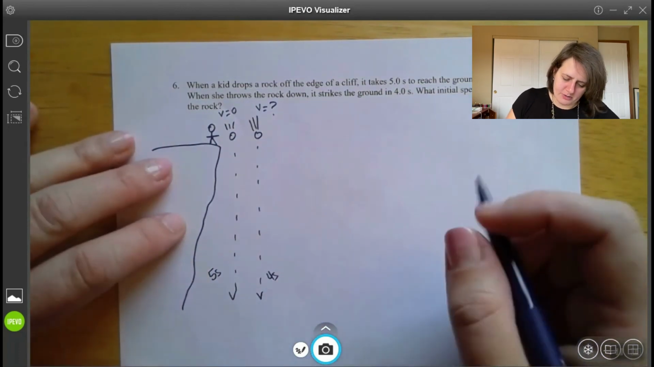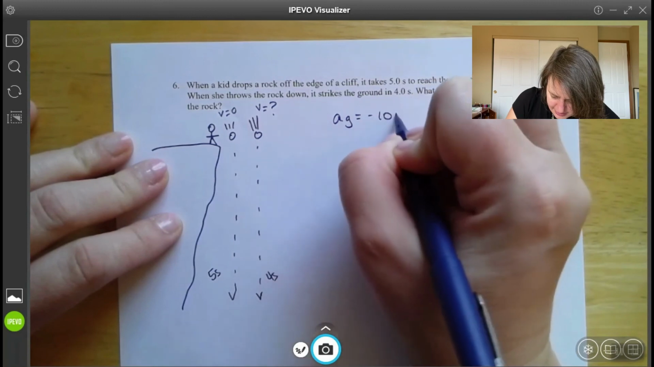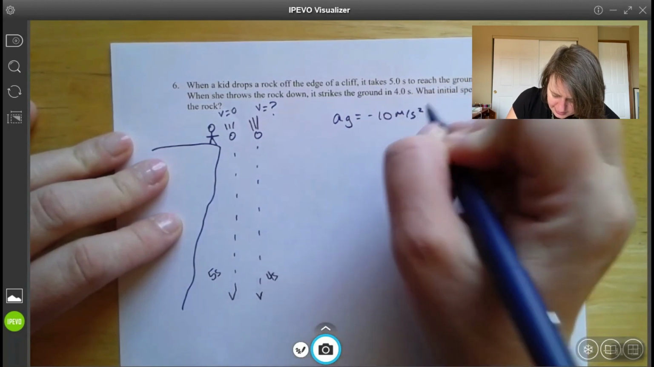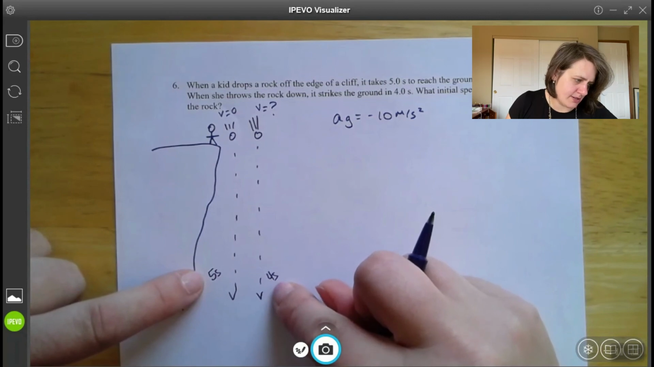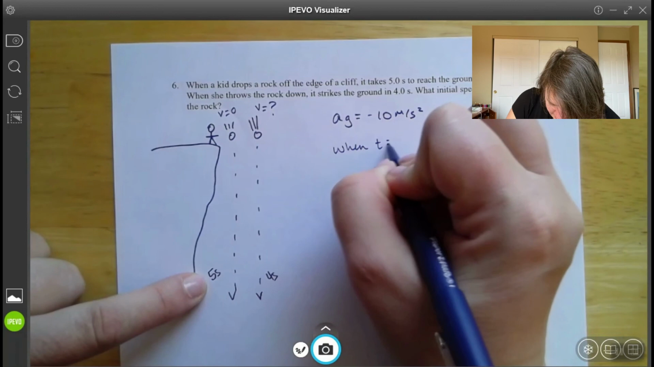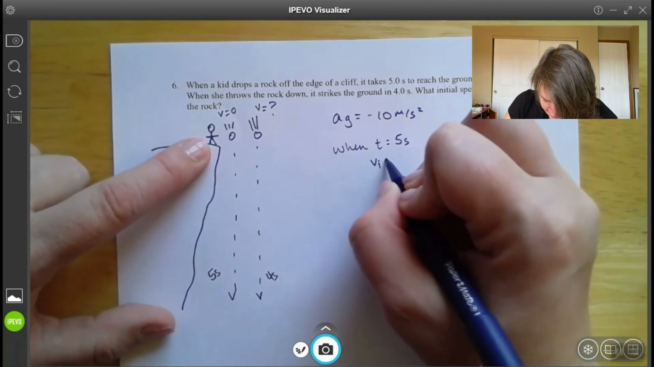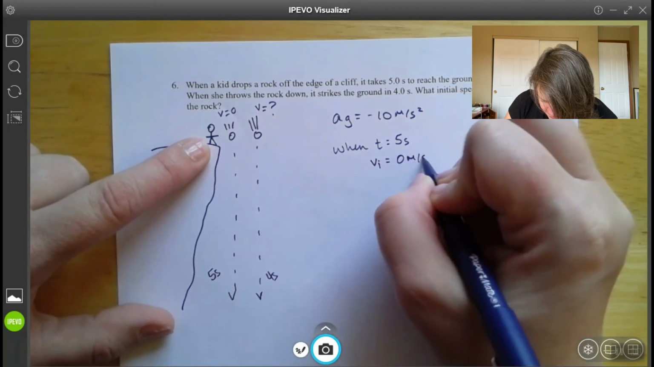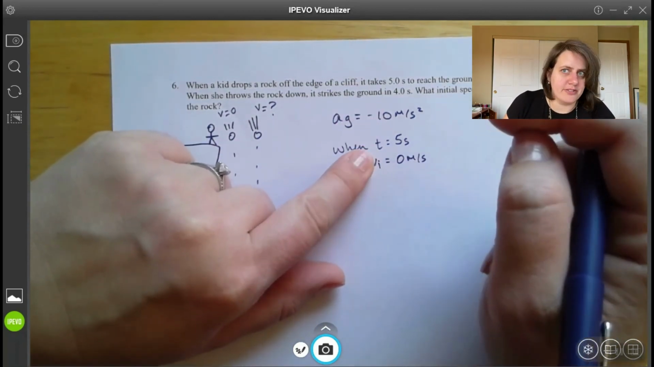All right. What do we know? We know that the acceleration due to gravity is always minus 10 meters per second squared. We are also given 2 different times. So for this one, when time equals 5 seconds, the initial velocity is 0 meters per second. Oh, look, we know 3 things. So we can solve for something else.